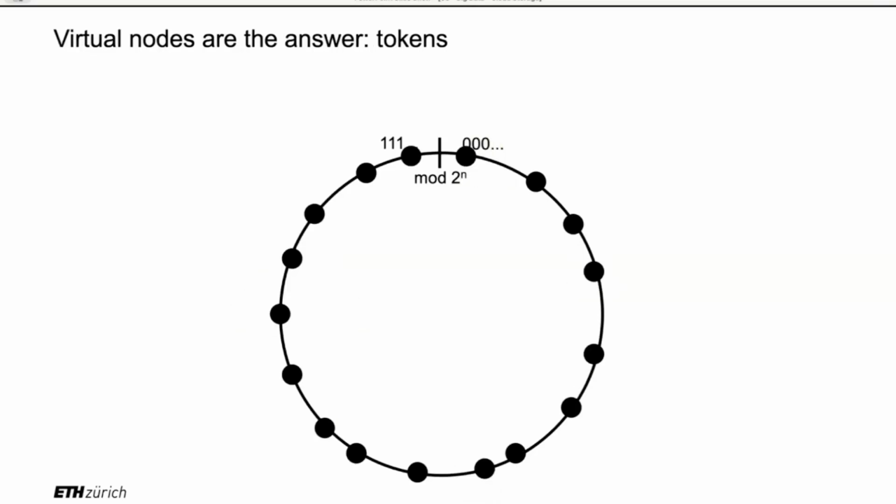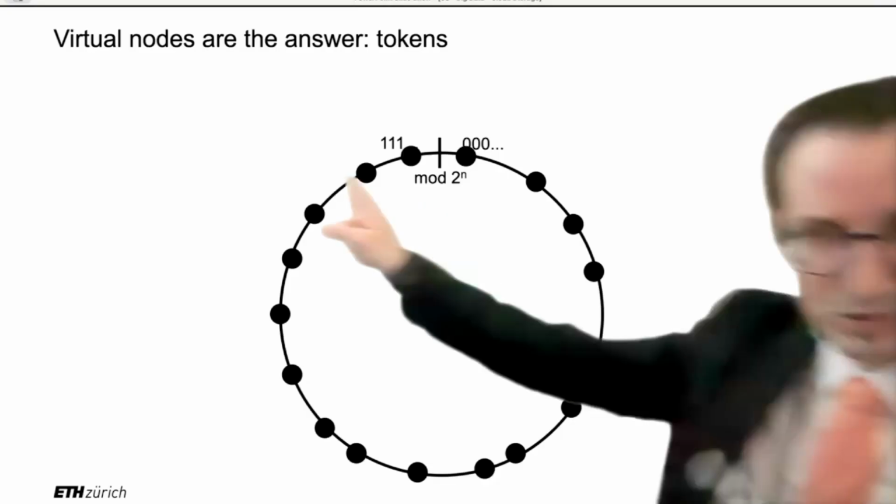And the answer is tokens. So what we are going to do is virtualize, just like we have virtual machines, now we have virtual responsibilities. So we are going to, let's say, if you have 100 machines, we are going to create 1,000 points on that circle, right?